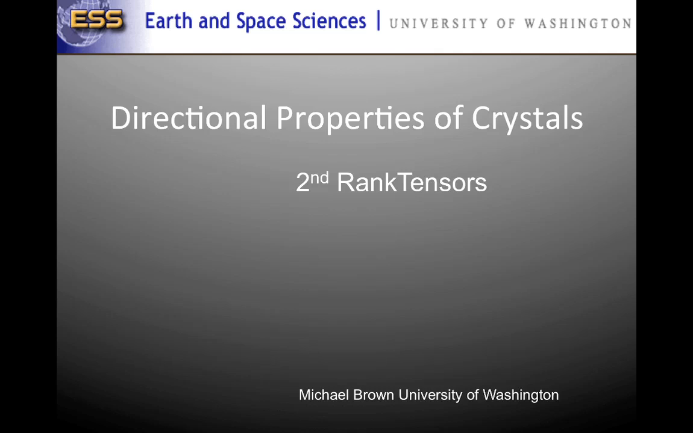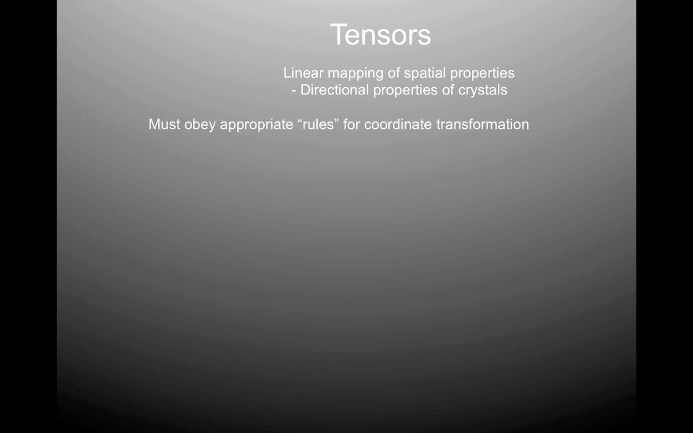In this video, I'll talk about tensors, and in particular, I'll introduce tensors by talking about second-rank tensors. So what are tensors? They are a linear mapping of some sort of spatial property. And so we will use them in particular to talk about directional properties within crystals. An important point about tensors is that they obey certain rules when coordinates are transformed. So let's go through a list.